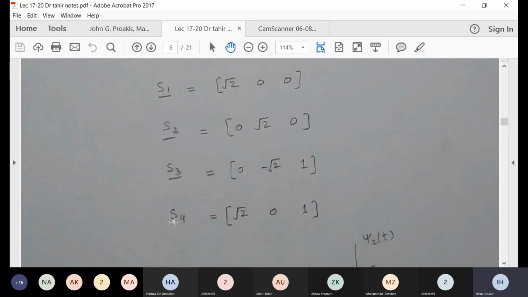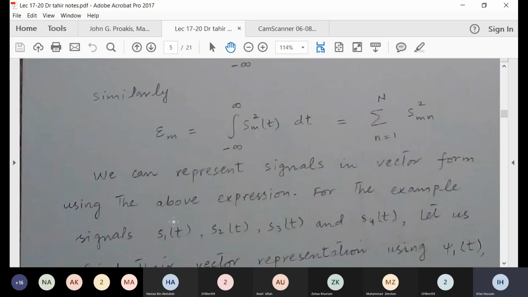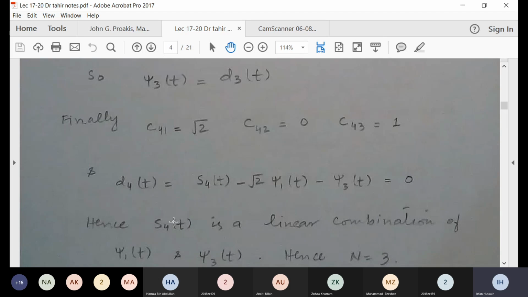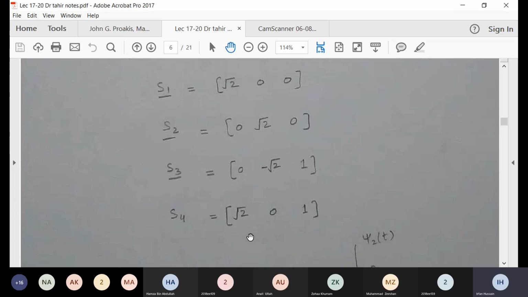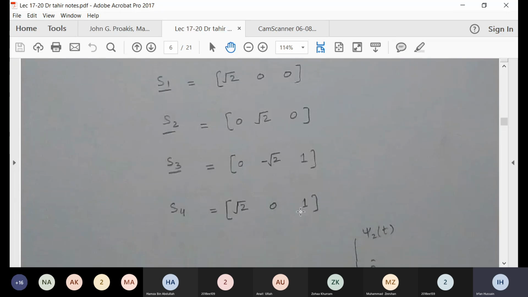Then representation of S4. This we have actually done completely, no need to do extra calculations. So you can see S41 is under root 2, S42 is 0, and S43 is 1. There is no S44 because only 3 orthonormal vectors are more than enough to represent all those 4 signals. That is why D4 was 0, so no need to have more orthonormal vectors. So under root 2 with S1 and 1 with S3 are more than enough to represent this. That is why it will be under root 2, 0, 1, S4.